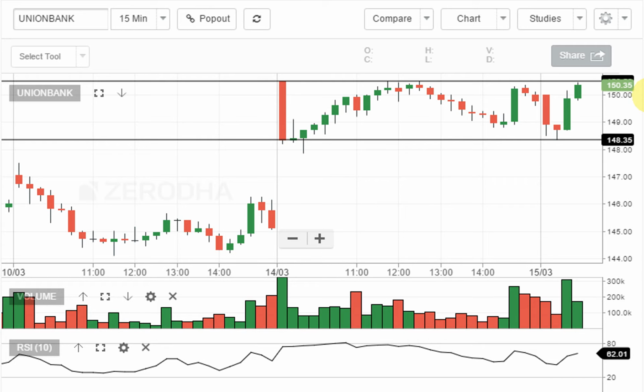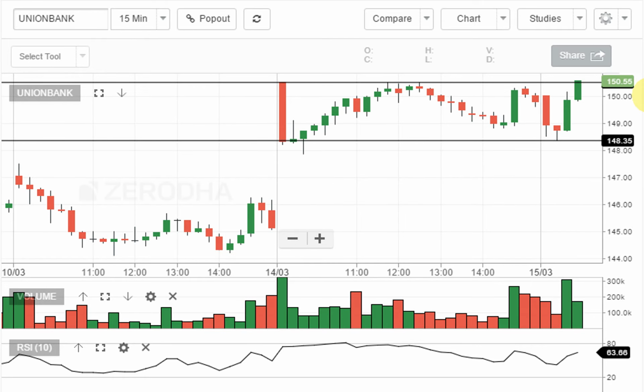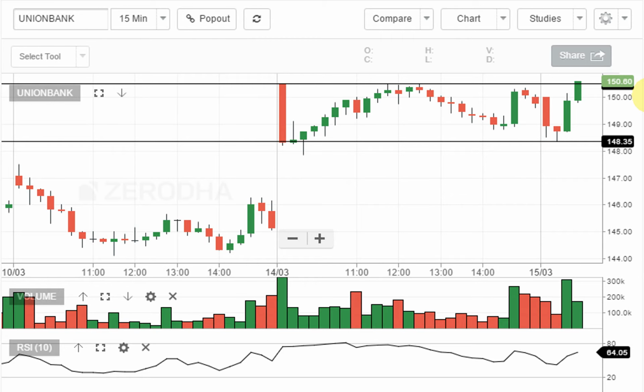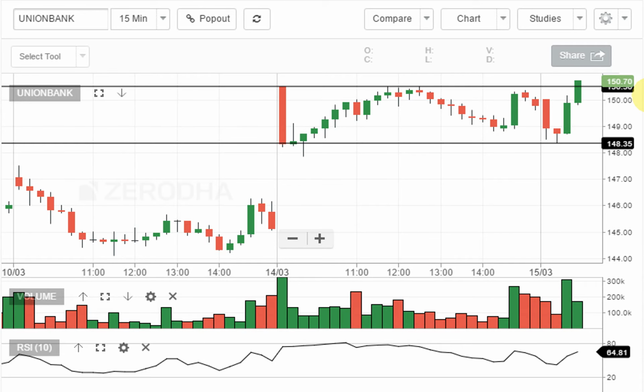Yes, 75. Here we'll go with BPCL. So BPCL is again showing a very good move. As I have told you, 643 is a watchable level. As soon as BPCL breaks the 643 level, we'll be seeing a good move upside.